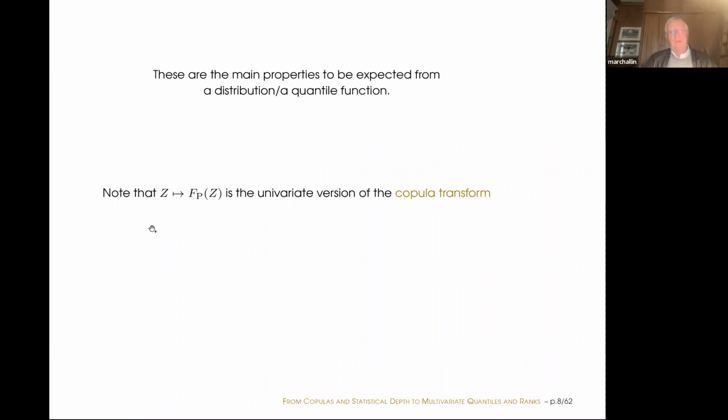Another vocabulary detail is that this transform from Z to F(Z) is the univariate version of the copula transform. So you are transforming your random variable into a uniform over (0,1) random variable, and in dimension 1, this is the copula transform, which of course will be interesting mostly in a multivariate setting.